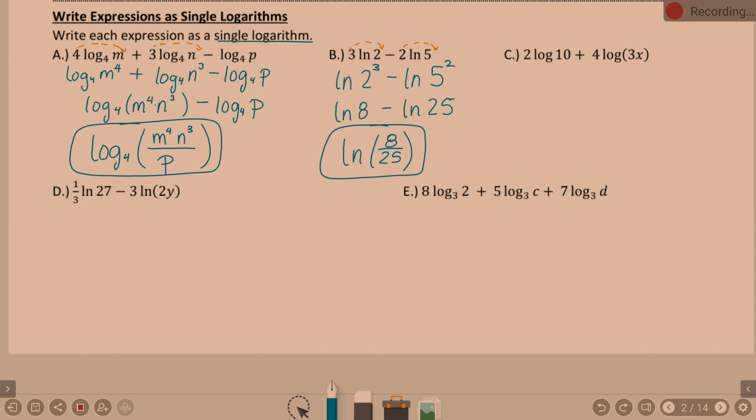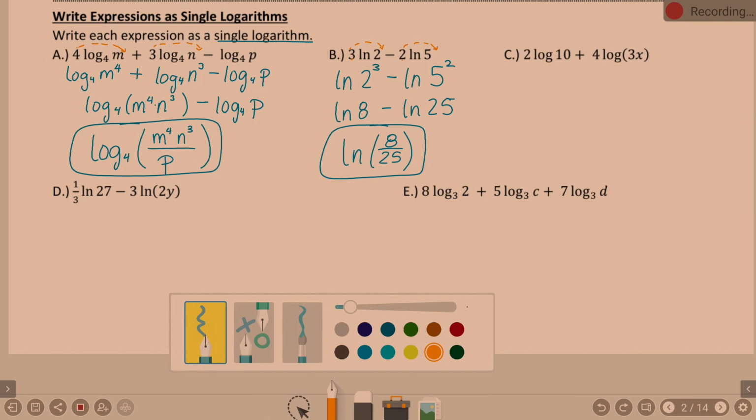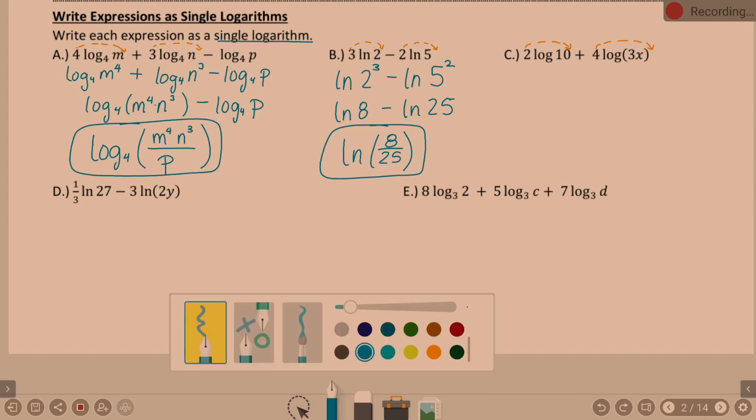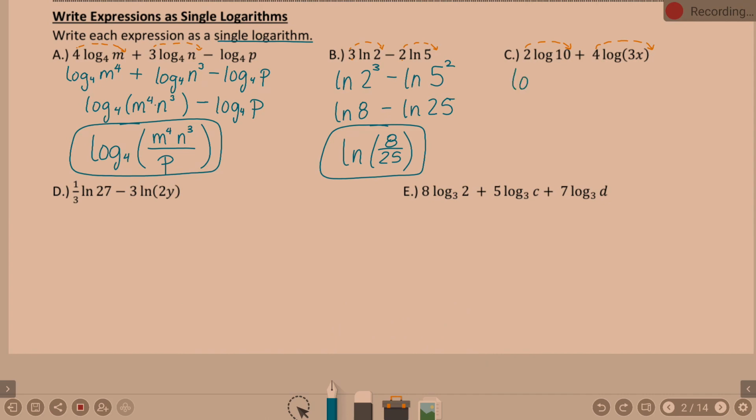Ask questions if you have them. C. I see a lot of people starting on that, that's good. 2 log 10 plus 4 log 3x. You're working on your power property. The 2 is going to move to a power of 10, and the 4 is going to move to a power of 3x. So log of 10 to the second plus log of 3x to the 4th.